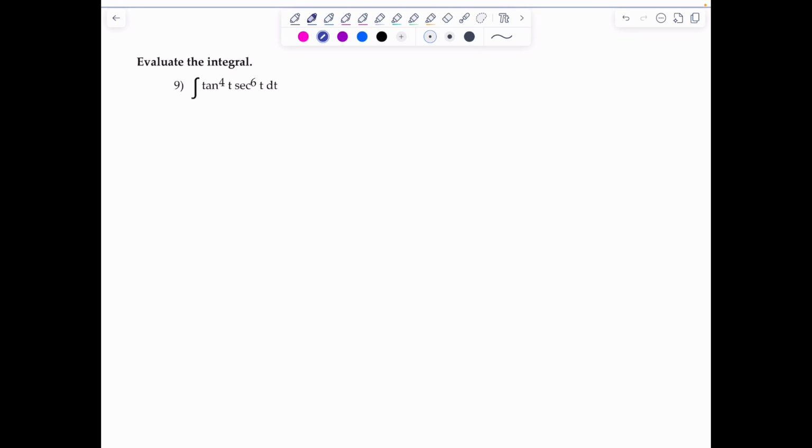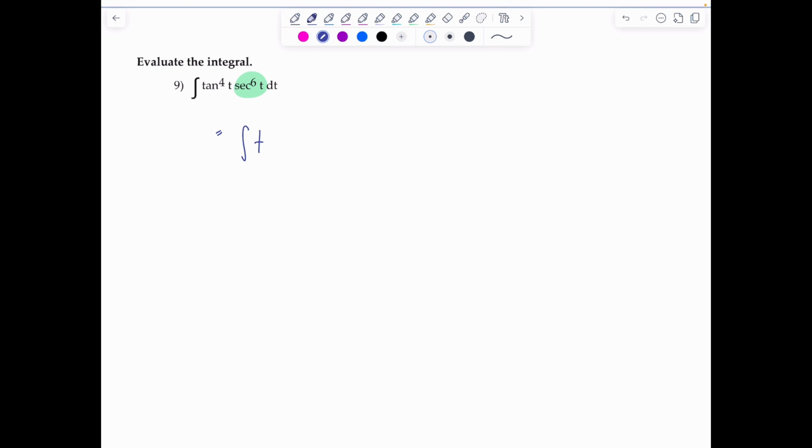Evaluate the integral: tangent to the 4th t times secant to the 6th t dt. Since I have an even power on secant, the easiest thing is to break off secant squared and then u-sub and let u be tangent t, okay? Let's do the prep work first though. Let's rewrite it so we're ready to roll.